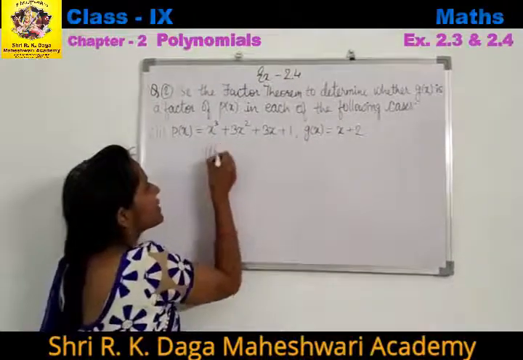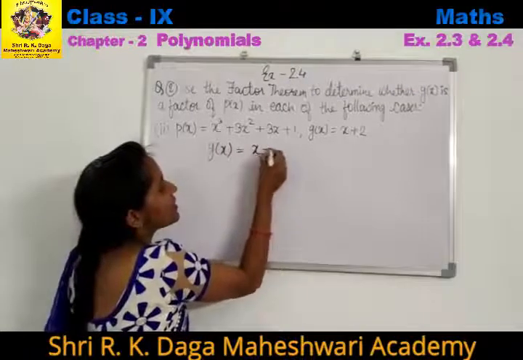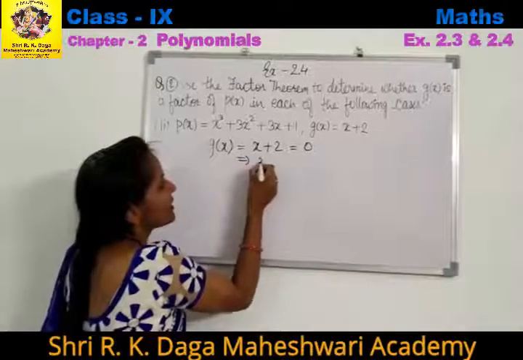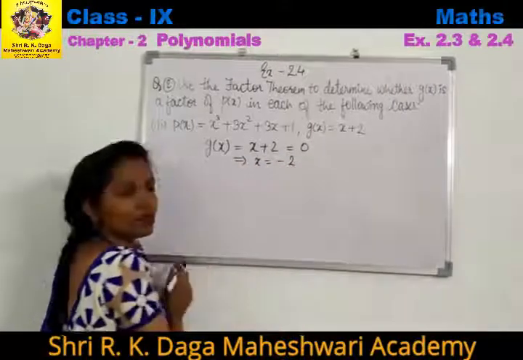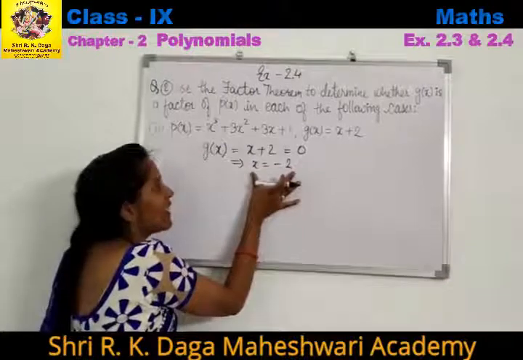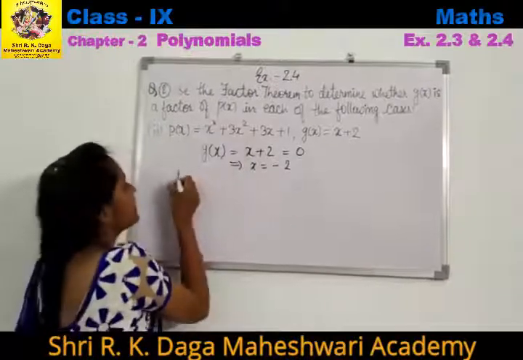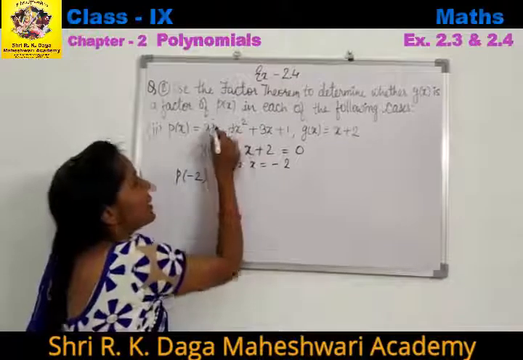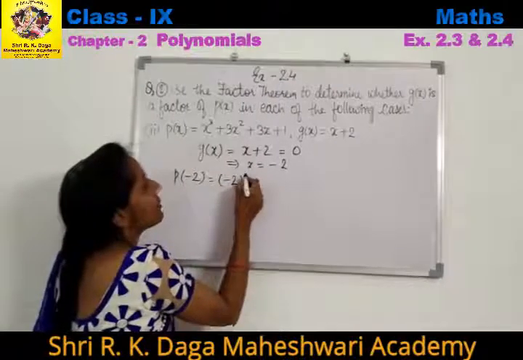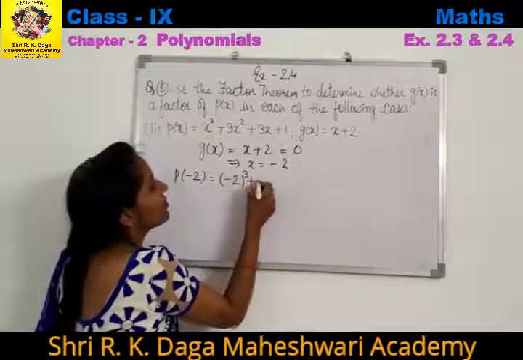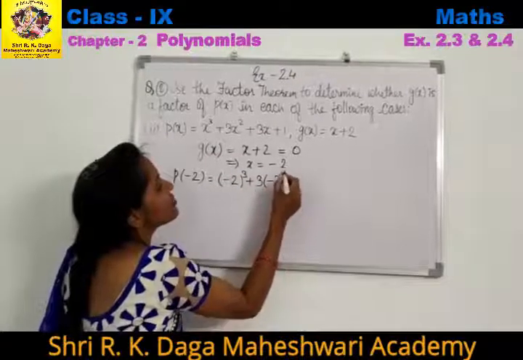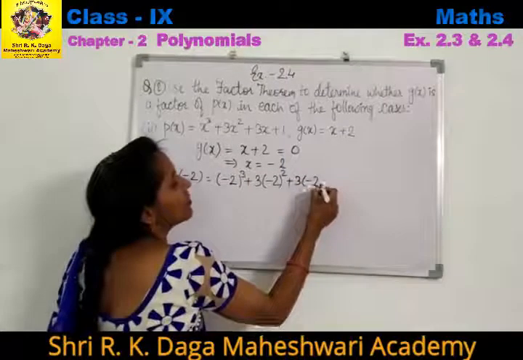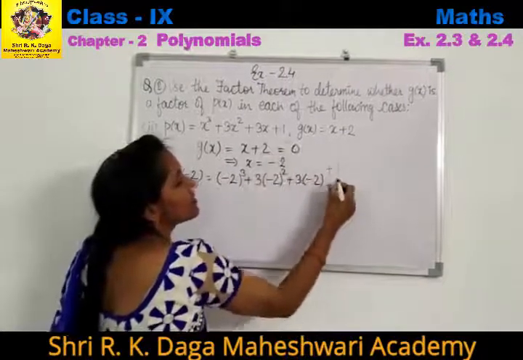Here g of x equal to x plus 2. When we put this equal to 0, we get x equal to minus 2. Now put this value of x in p of x. P of minus 2 equal to, in the place of x we will write minus 2. So minus 2 cube plus 3 into minus 2 square plus 3 into minus 2 plus 1.